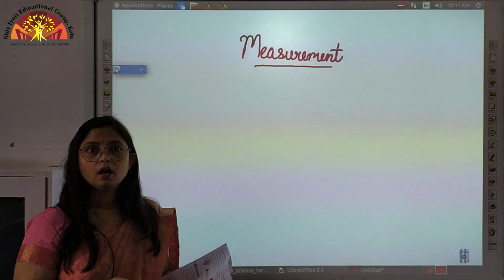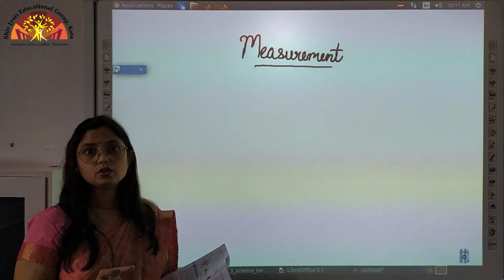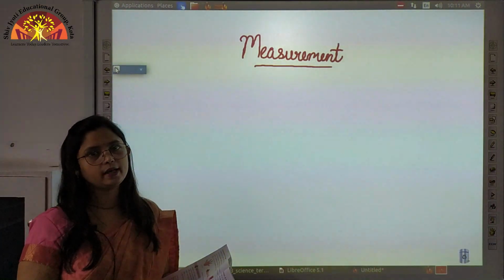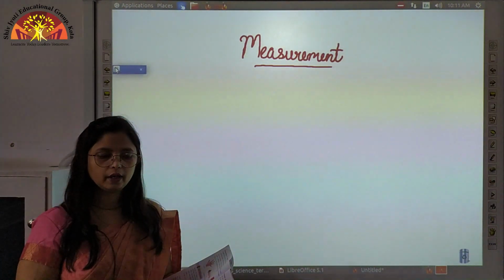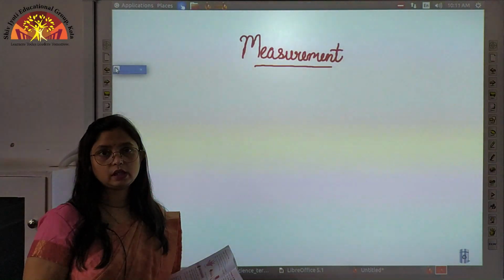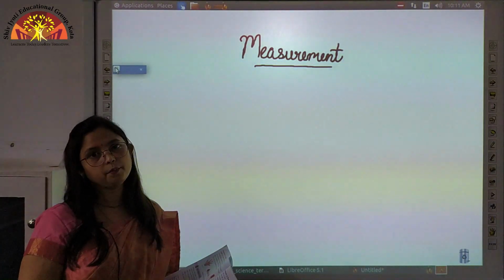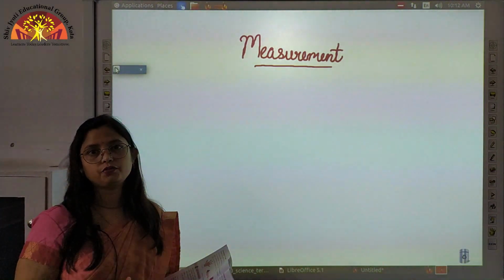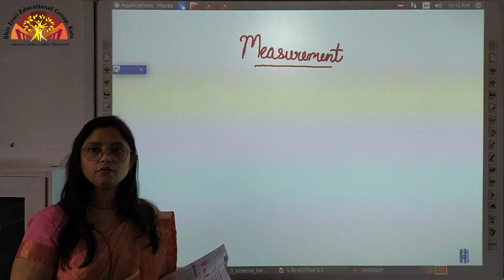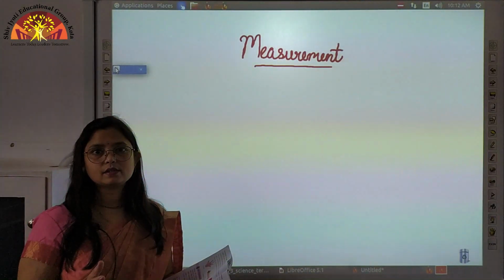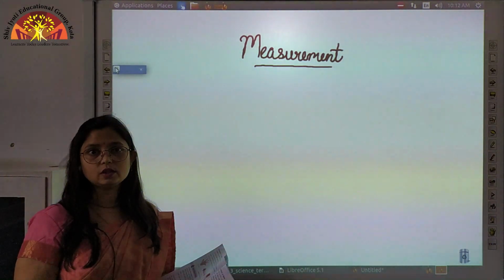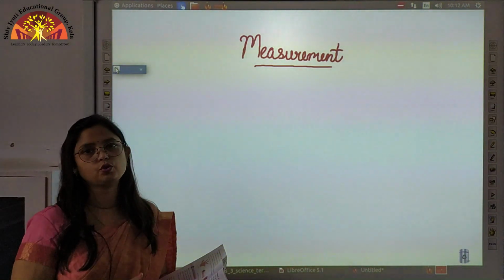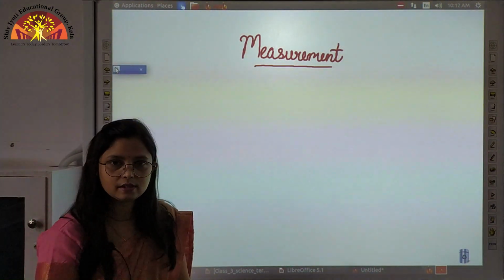So, children, a fixed quantity which is used for measurement purposes as a standard is called a unit. So, what is a unit over here? It is a fixed quantity used as a standard for measurement. We call it a unit, and there are different types of units for measuring different types of quantities. So, we will discuss the different types of quantities which need to be measured in our day-to-day life and the units used to measure them.